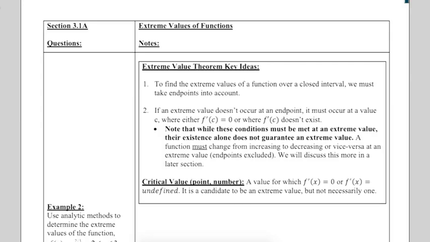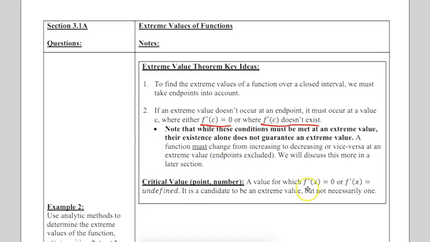Enjoy! First of all, to find extreme values of the function over a closed interval, we have to take those endpoints into account. So we're not only talking about in the middle where we have extreme values. Endpoints can also be extreme values. So if we're trying to find where those are, we have to take the endpoints into consideration. Next, if an extreme value doesn't occur at an endpoint, it has to occur at a value c where either the derivative is equal to 0 or where the derivative doesn't exist, so where the derivative is undefined.